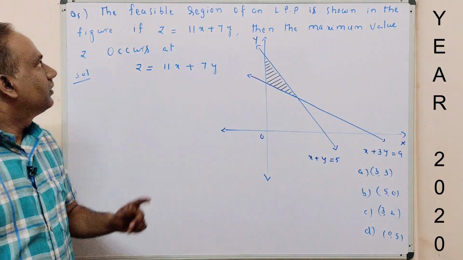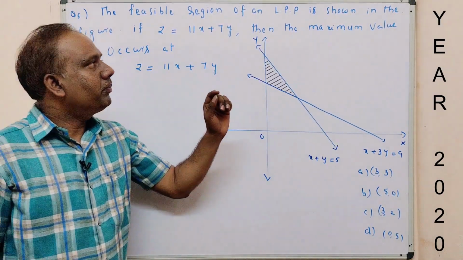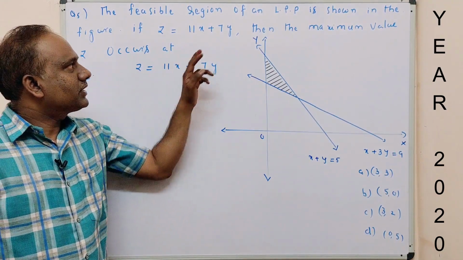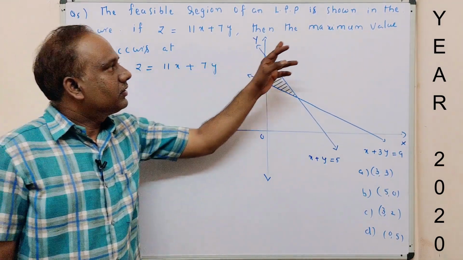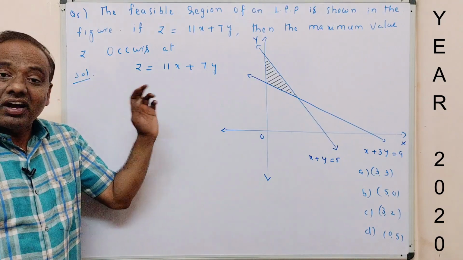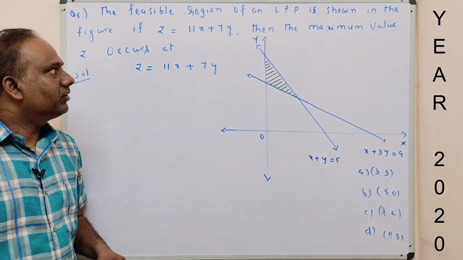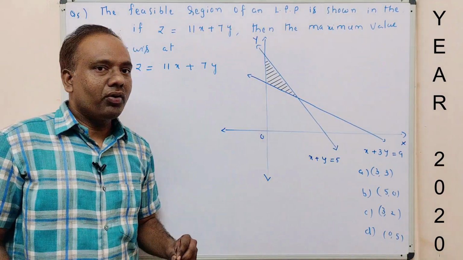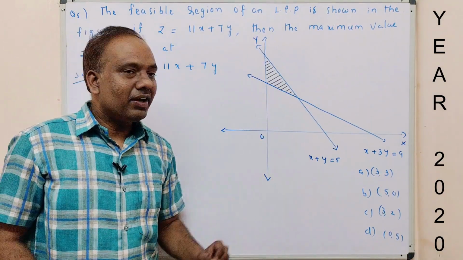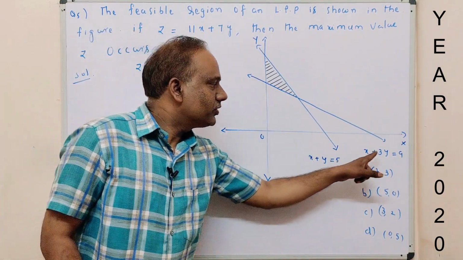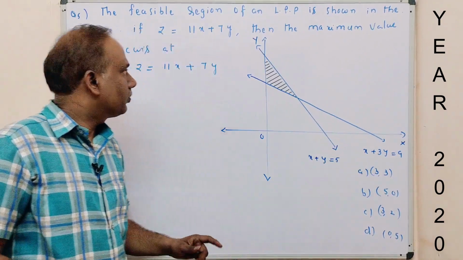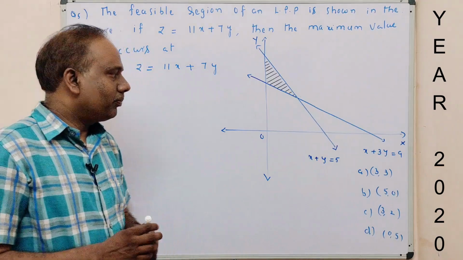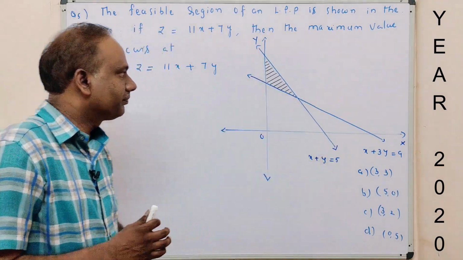Okay, so here the feasible region of the LPP is shown in the figure. If z equals 11x plus 7y is the objective function, then where does the maximum value of z occur? So this is the question here. But actually, in the figure they didn't give any corner points. So first we can calculate the corner points by using these two equations. So here z is equal to 11x plus 7y. Please first observe this.